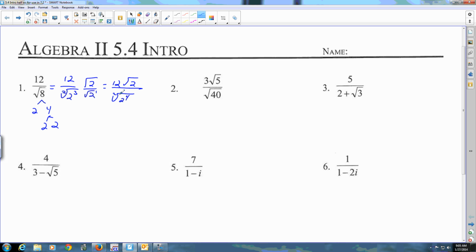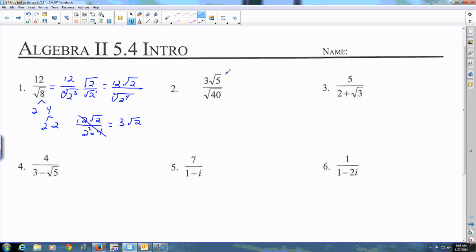Your square roots, the power is a multiple of the root. So I have 12 square roots of 2 over 2 squared, which is 4. The 12 and the 4 will reduce to leave you 3 square roots of 2.